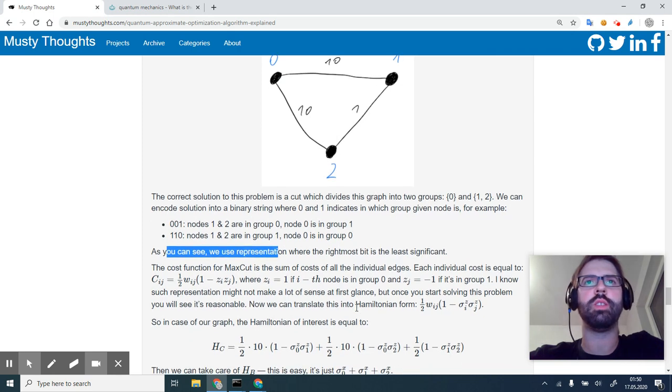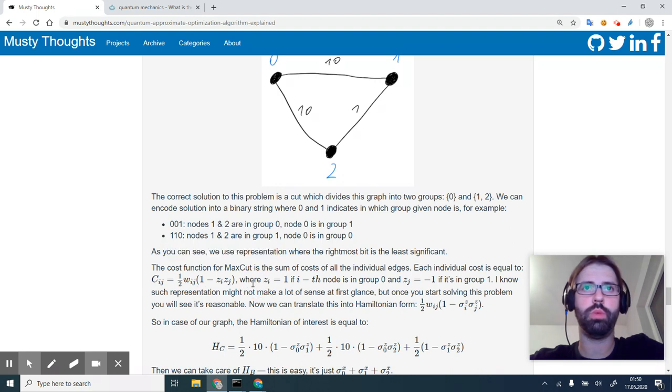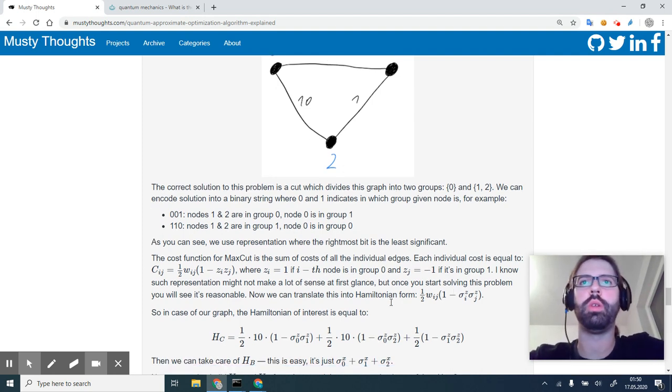The cost function for max cut is the sum of costs of all the individual edges. Each individual cost is equal to, where zi equals 1 if the ith node is in group 0 and zj equals -1 if it's in group 1. I know such an assumption might not make a lot of sense at first glance, but once you start solving this problem, you will see it's reasonable. Now we can translate this into Hamiltonian form.